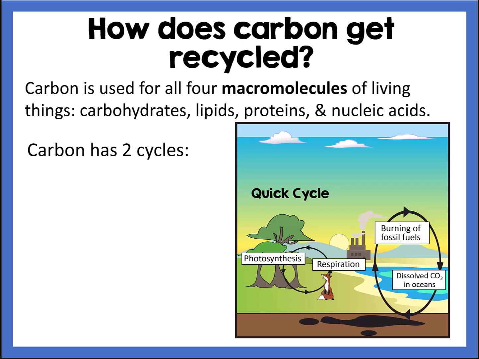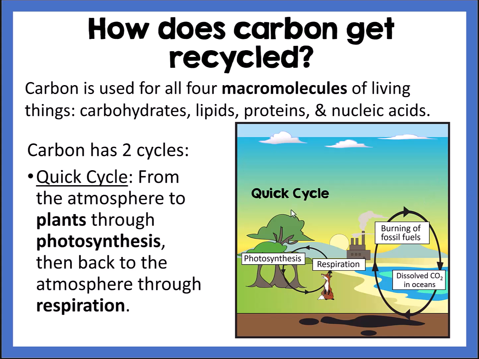So carbon has 2 cycles. The quick cycle, which goes from the atmosphere to plants through the process of photosynthesis, and then back to the atmosphere through respiration. Now, we do represent this respiration process with animals, but remember that in plants, photosynthesis is converting that carbon into chemical compounds in the plants, into glucose, and then the plants can also go through the respiration process, releasing the carbon back into the atmosphere. All living things need respiration of some kind. So photosynthesis here is bringing the carbon in, and respiration bringing it out, the quick cycle.